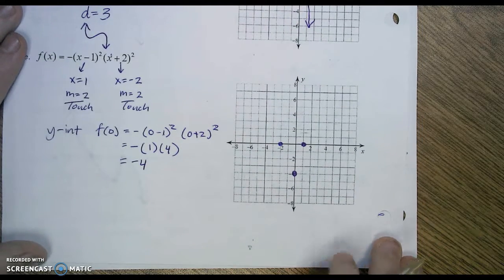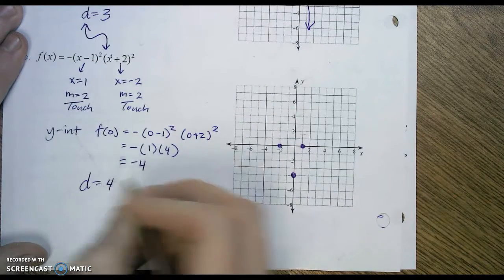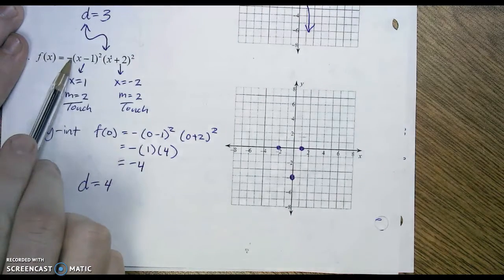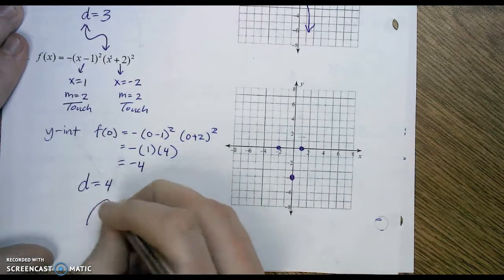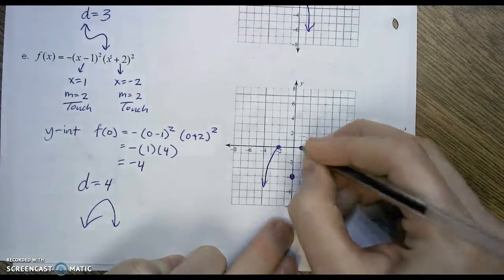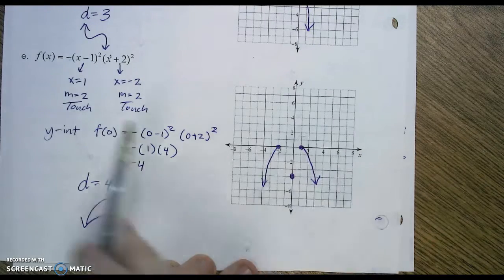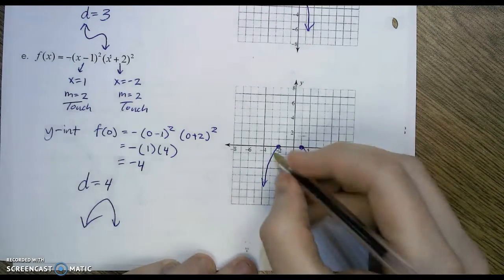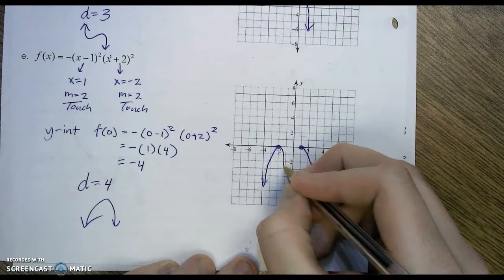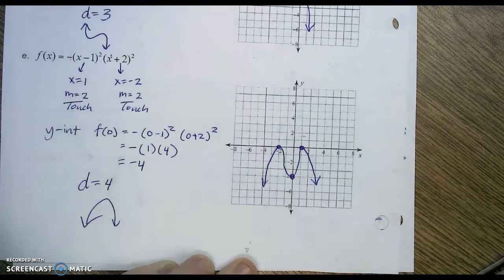And then I need to look at my degree. If I add my multiplicities, I get degree 4, which means it's going to end like a parabola. And there is a negative 1 in front, so it's going to end down, down. So I can go ahead and go down and down. And then we have to figure out how to connect the middle, and each of them just touches. So we, from left to right, go up, touch, bounce down, get the negative 4, up, touch, and go down on the right.